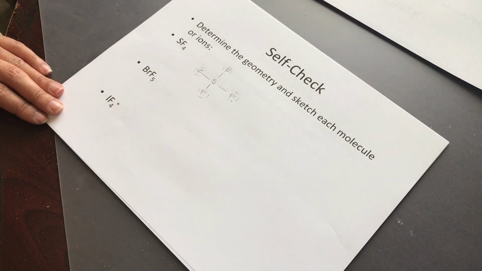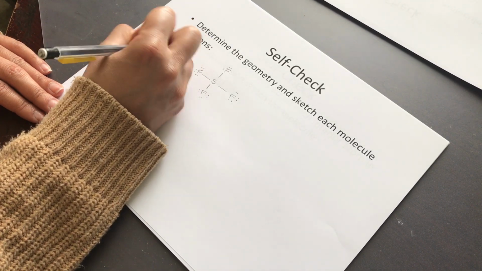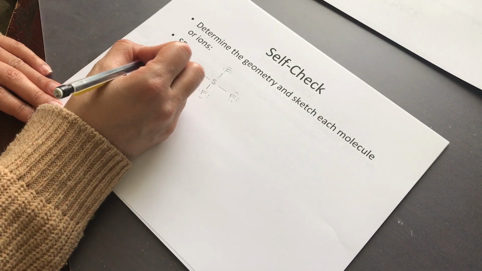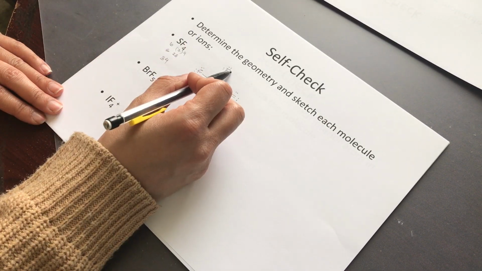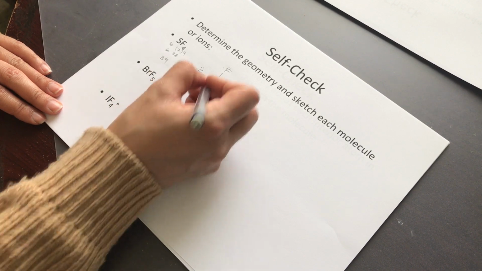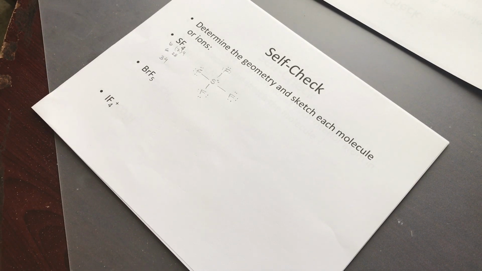Cool. How many total electrons do I have? 6 plus 7 times 4, so 28, 6, that's 34. So I have 8 times 4 is 32. I need 2 more electrons, so I have my 2 here on the sulfur. Because sulfur is in period 3, I can expand my octet.